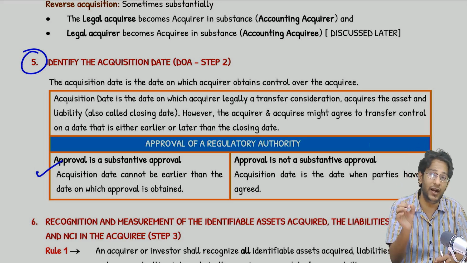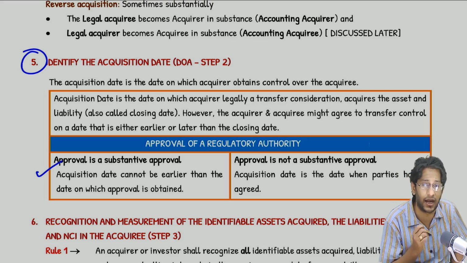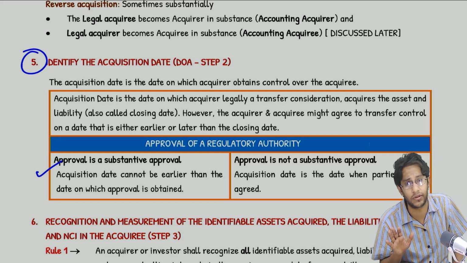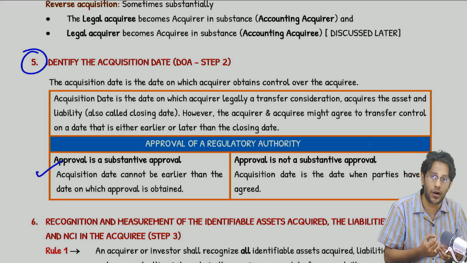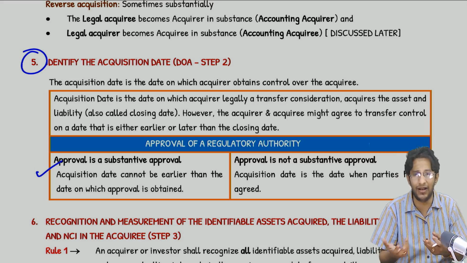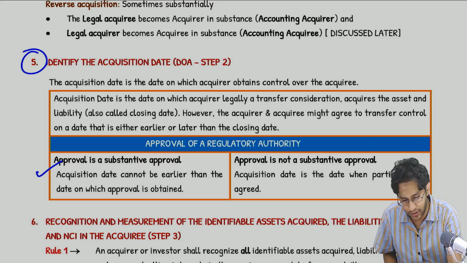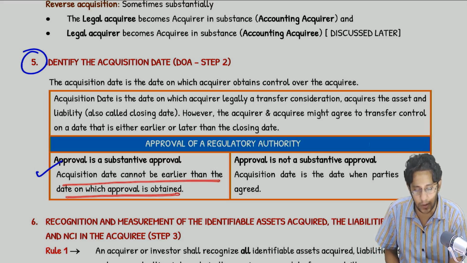Sir, can I take the date on which I received the approval from the Competition Commission of India as the acquisition date? If no information is given in the question, you can take that. Of course, after Competition Commission of India approval is obtained, you may finalize another date also. It all depends on facts and circumstances. That's why we look at the language. The language is given like this: acquisition date cannot be earlier than the date on which approval is obtained.